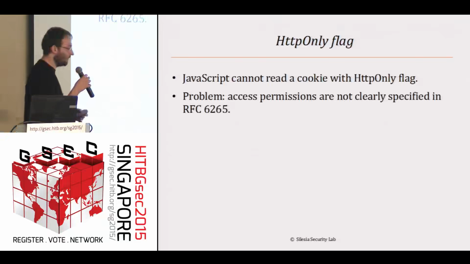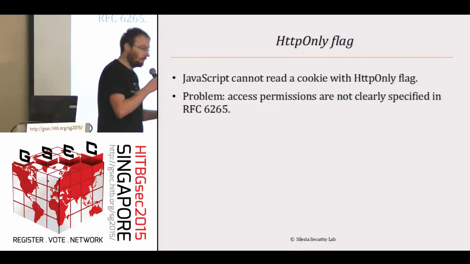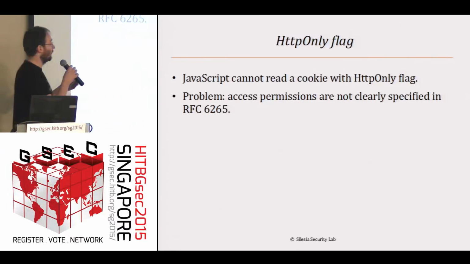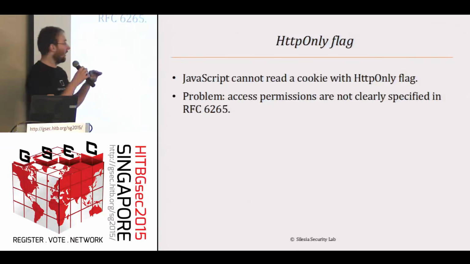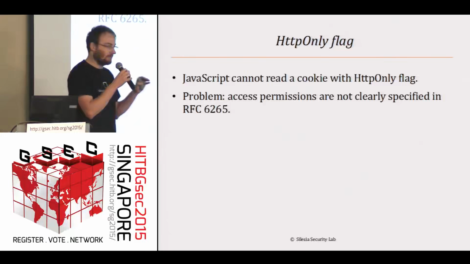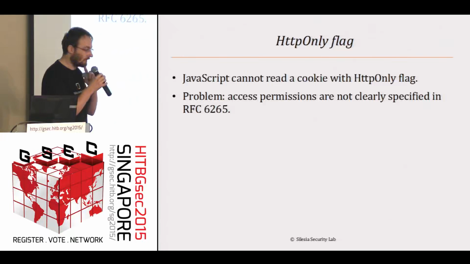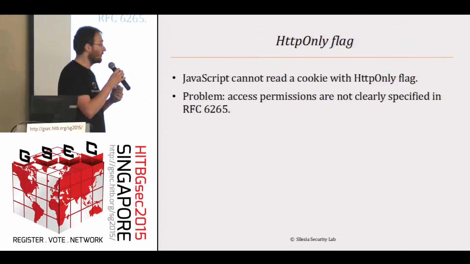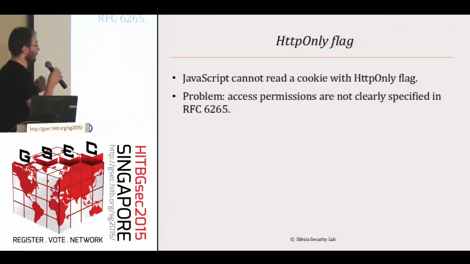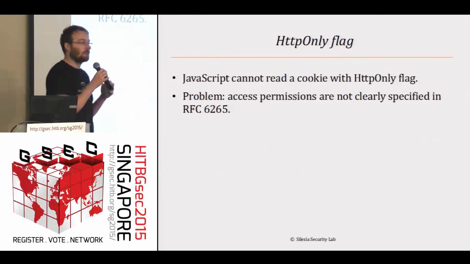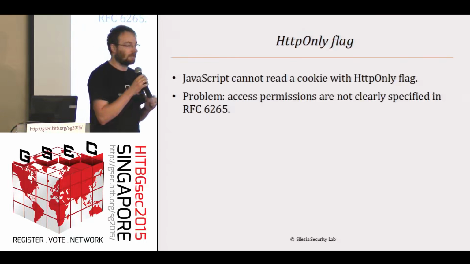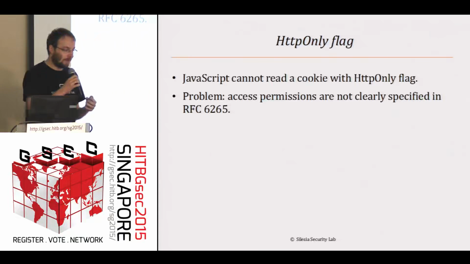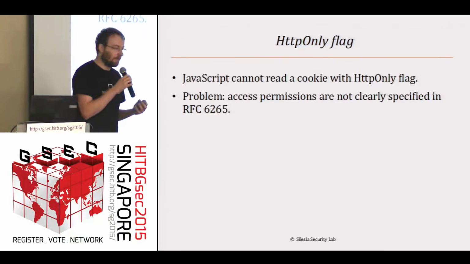But what's the problem? Again, I'm primarily focused on web apps because that's what I do for a living. But as I mentioned at the beginning, I always want to read RFC 6265, the most up-to-date, just to see if there are any problems or potential problems. And what's interesting is that access permissions are not clearly specified in this RFC. Keep in mind that this RFC is supported by all browsers. What do I mean by access permissions not clearly specified?